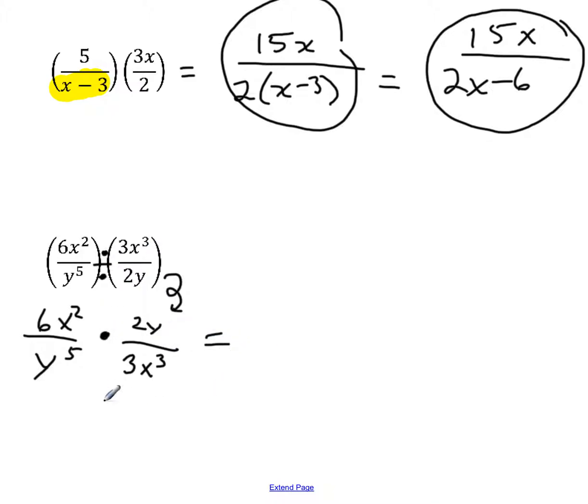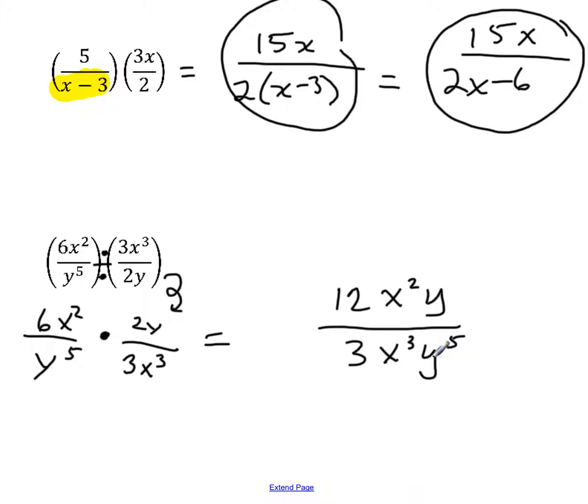Okay, great. Now I want to multiply across the top and multiply across the bottom, and I can do that. Or I could look for cross-canceling. I do see some y's I could cancel, and some x's I could cancel, and some 3's I could cancel. But before I jump ahead to doing that, let's do two different routes. Let's go the route we did up above. 6x squared times 2y squared would give me 12x squared y over 3x to the third, y to the fifth.